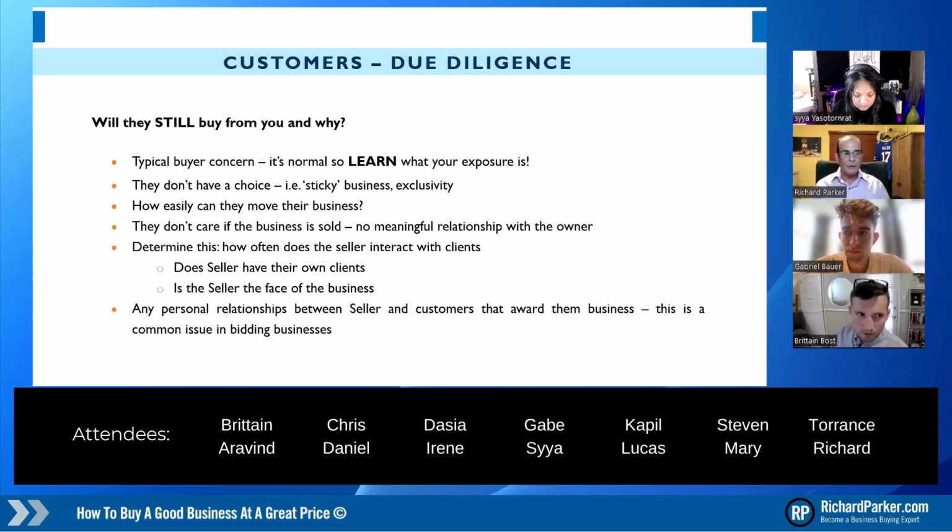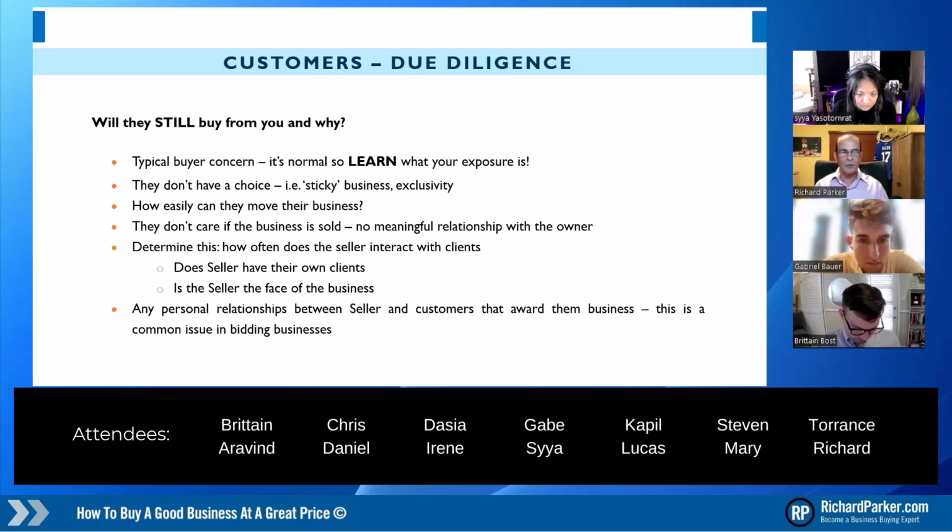So, for example, these are typical buyer concerns. It's normal. So you want to learn what is your exposure to some of these customers? Sometimes they don't have a choice. Sticky businesses. Why do the customers buy? Storage businesses, software businesses where there's too much pain to buy from someone else. People do more to avoid pain than they do to seek pleasure. So sometimes they just keep buying because it's easier. But in a software business, or you have a program where it's a subscription type business, it's just too much of a pain in the rear end for people to change. So those are what I consider sticky businesses.